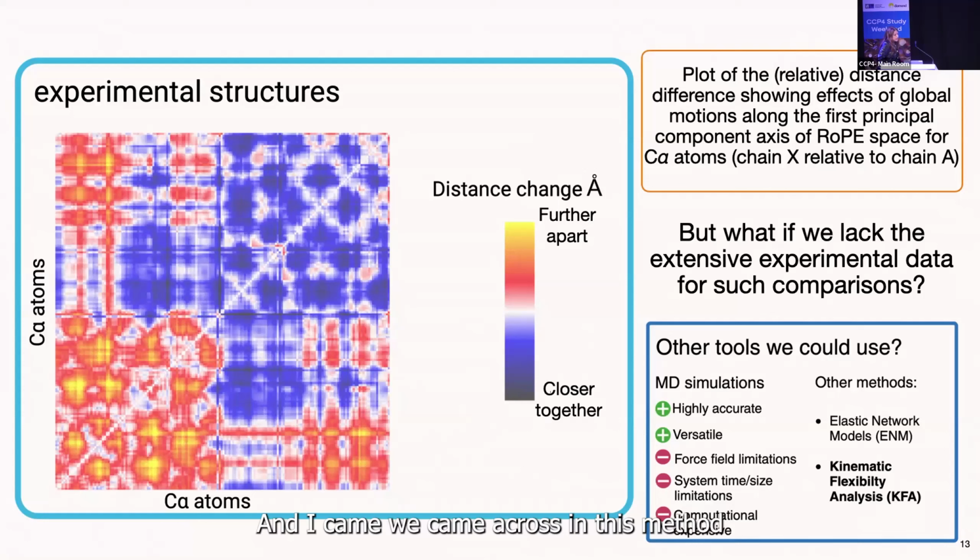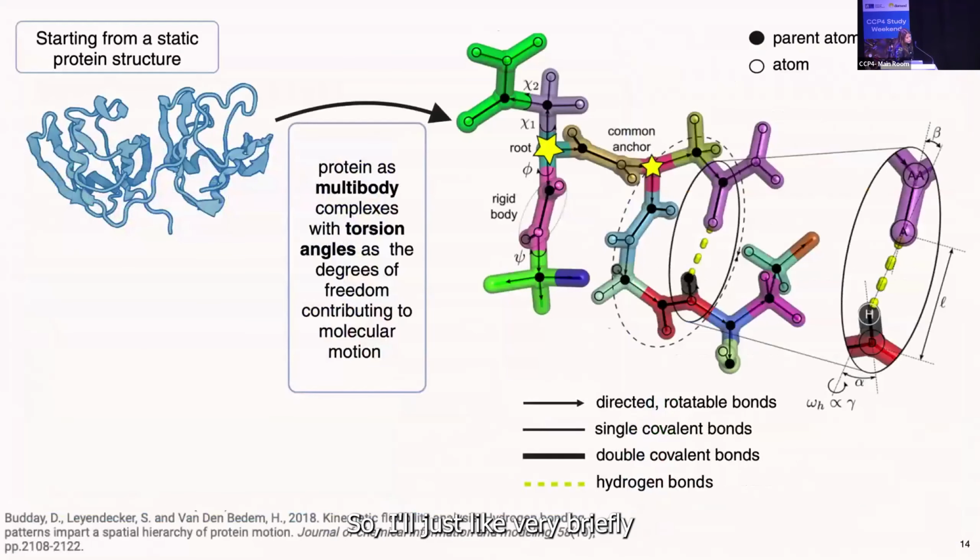We came across this method and thought, this is a nice way to mathematically describe and make sense of the flexibility of the protein. We want to see, first of all, if we can verify the results that we're getting for our test case, and second, if we can natively implement it in rope and what that will give us. So I'll very briefly go through the KFA method, kinematic flexibility analysis, for which you can find more details in this paper.